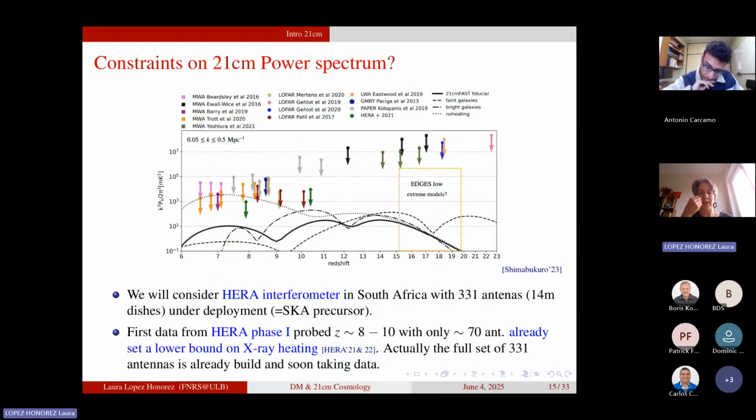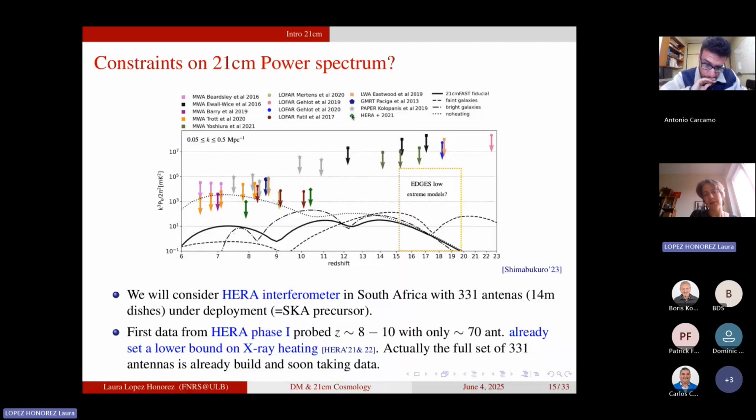Currently, we haven't observed the 21 centimeter power spectrum yet, but we have upper bounds on its value. So here I show you again this power spectrum as a function of the redshift. I took this from some review, and you see some examples of power spectra depending on the astrophysics model that they had been considering. And you see that here you have upper bounds from different experiments.